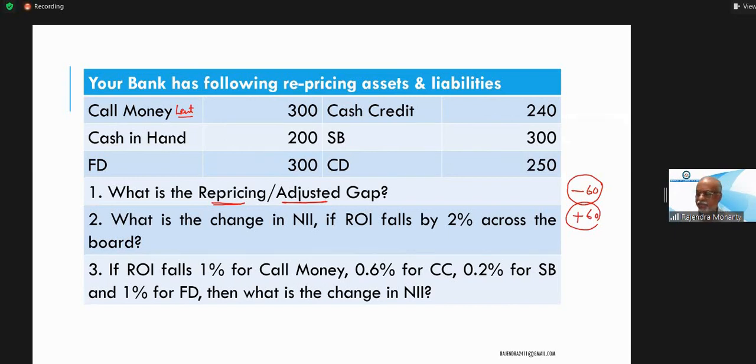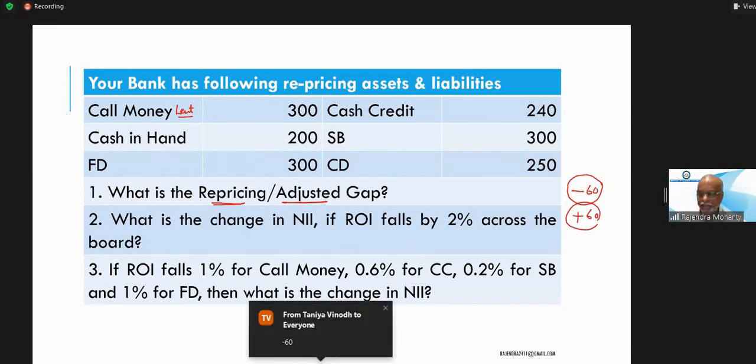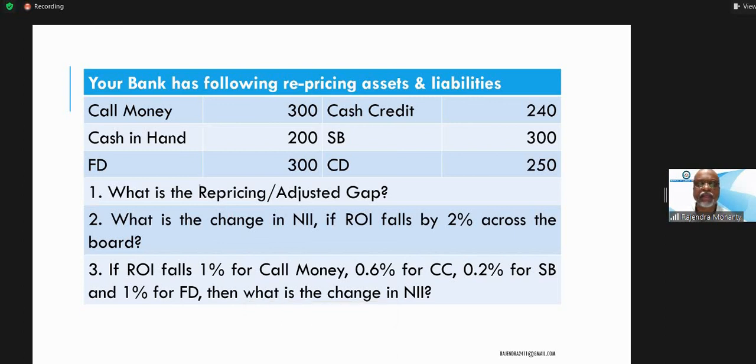Simple thing I told you. First, you have to see the rate sensitive asset and rate sensitive liability. So we have to exclude those assets and liabilities which are not rate sensitive. Here cash in hand is not part of the rate sensitive asset; it is insensitive, minus 60. On the liability side, the current account of 250 also has to be excluded.